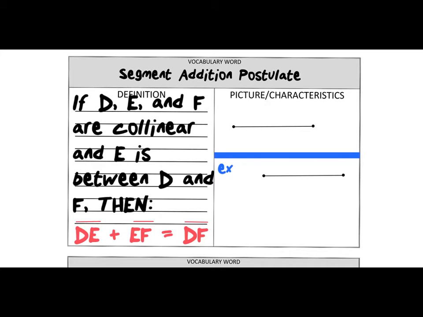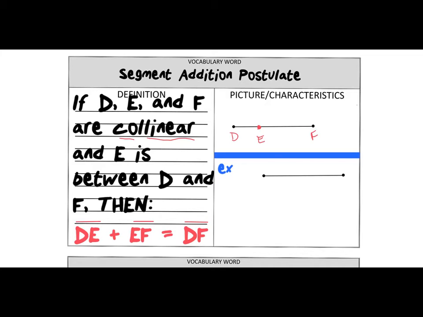So the definition just says if D, E, and F are collinear. So remember, collinear, co means together, linear means line. So that means together on the same line. And they are saying E is between D and F. So if we're going in the picture, just have D, E, and F on the same line. All three of these points are all on the same line, so they are collinear. E is between the two. Then you could say that segment DE plus segment EF equals DF.